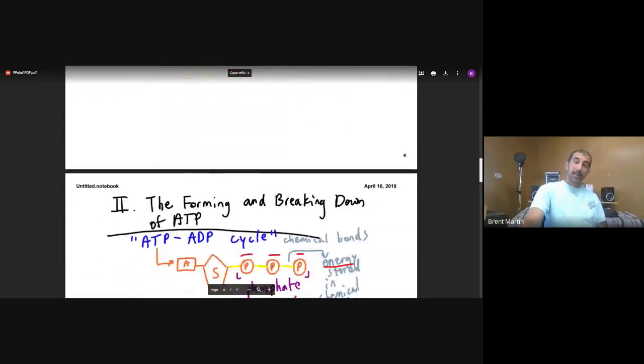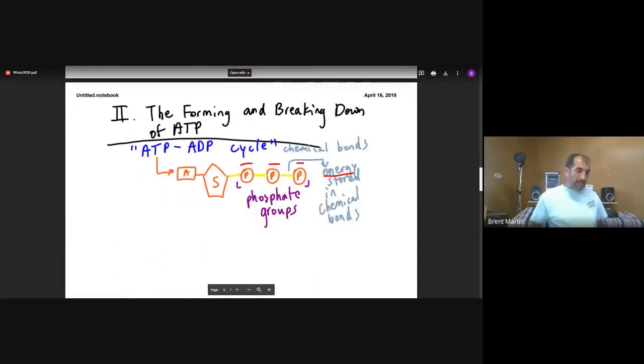Now, ATP and its role in how it gives the cell energy, right? That's what these next couple of slides are about. You'll find out about something called the ATP cycle.